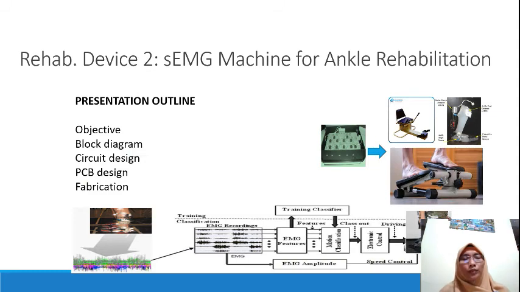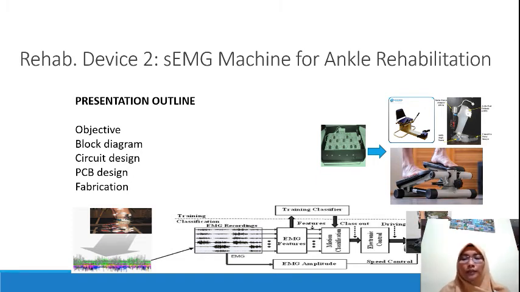Now we move to rehabilitation device 2, which is the SEMG machine for ankle rehabilitation. So here is the overall presentation outline for device 2. The first one is the objective, then we move to the block diagram, circuit design, then the PCB design, and the last one is the fabrication.